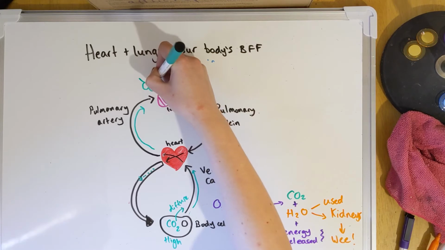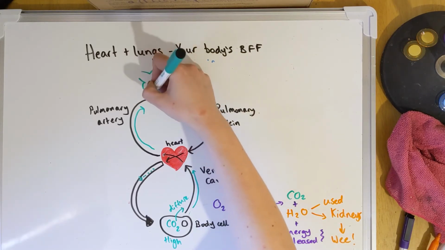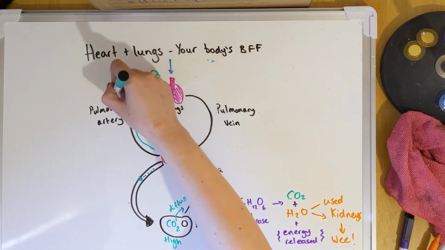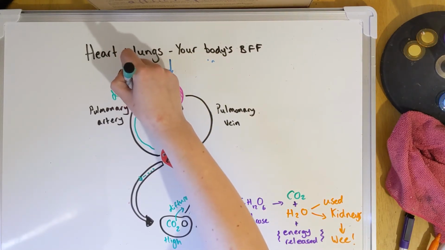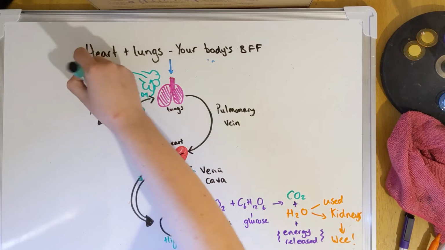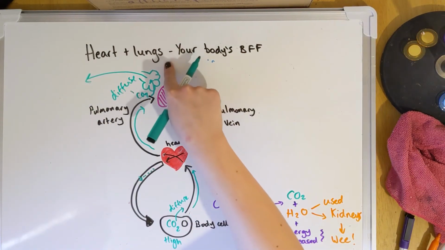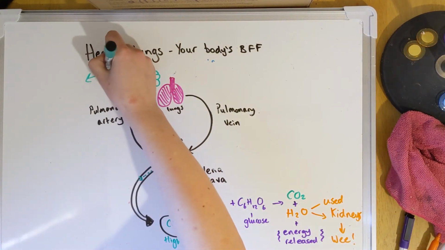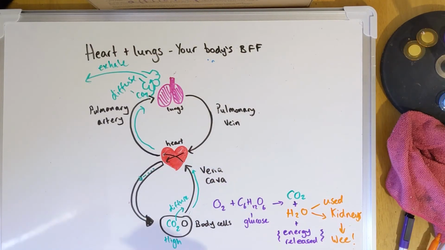When we get inside the lungs, CO2 will move into the alveoli. Again, it will diffuse. And then when we breathe out, or if we're being posh, exhale, you breathe out air that contains high carbon dioxide.